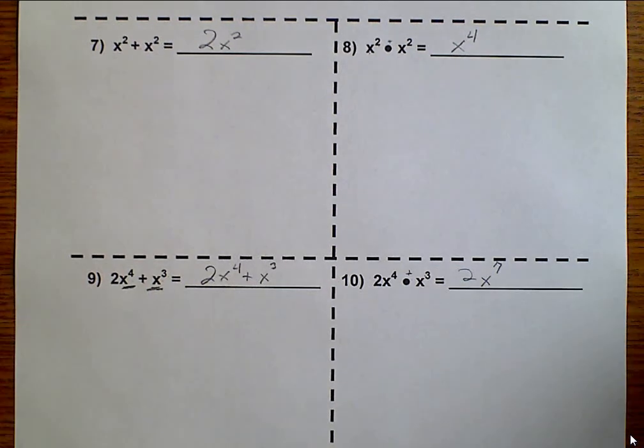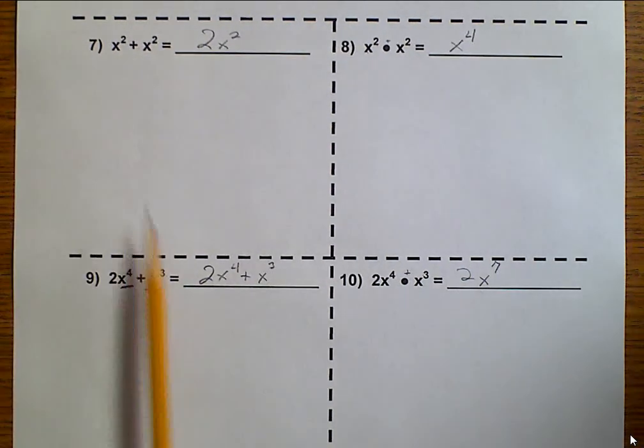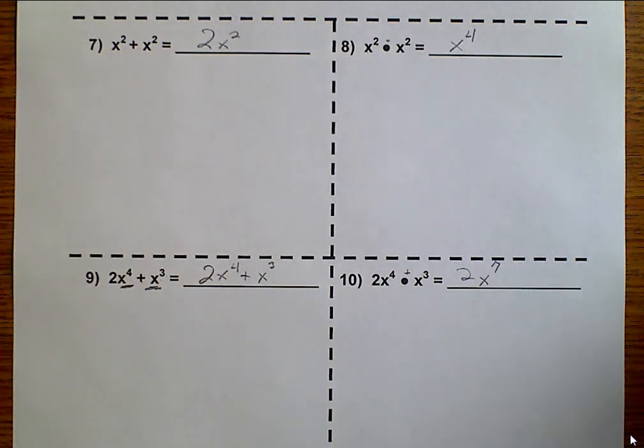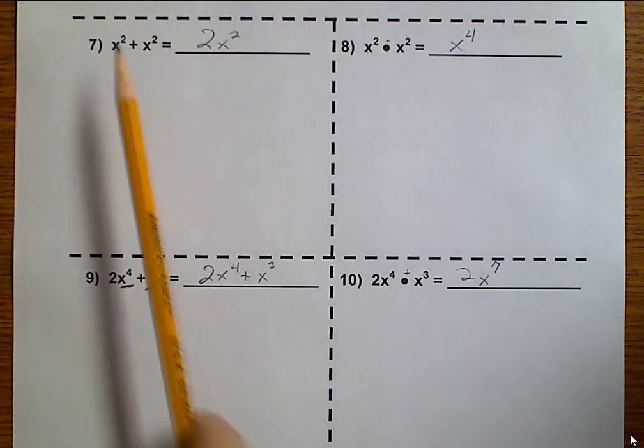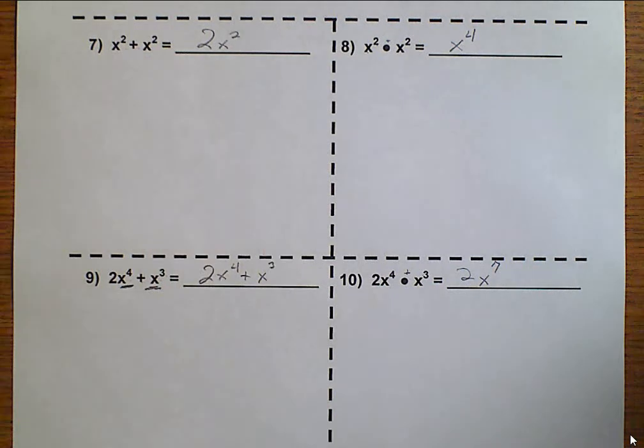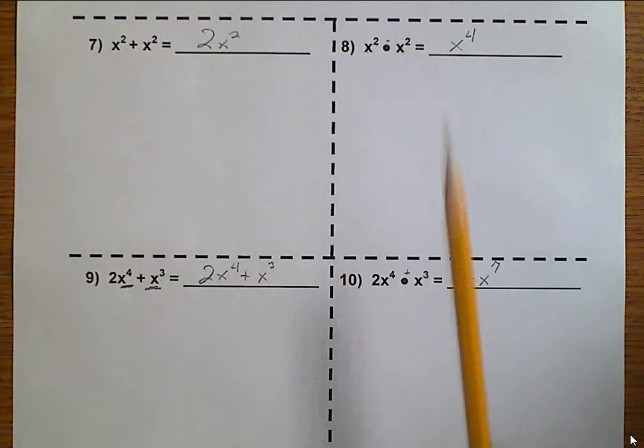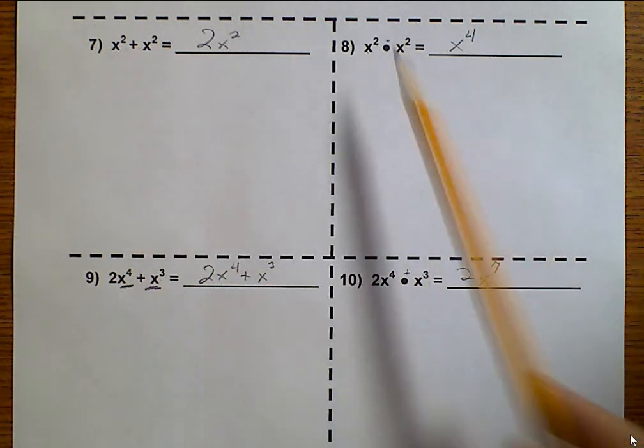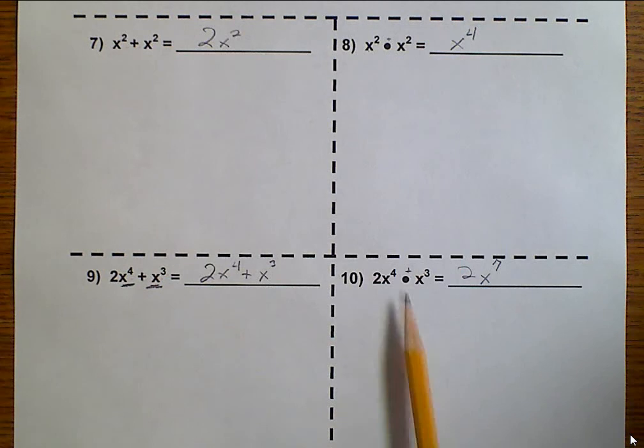So just a reminder of our previous lessons, we can add them only if the letters are exactly the same. These are both x squareds. I can add them together. These are not, so they do not add together. And when we multiply, we add the exponents. 2 plus 2 makes 4, and 4 plus 3 makes 7.